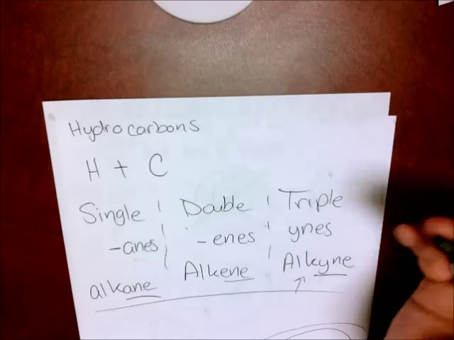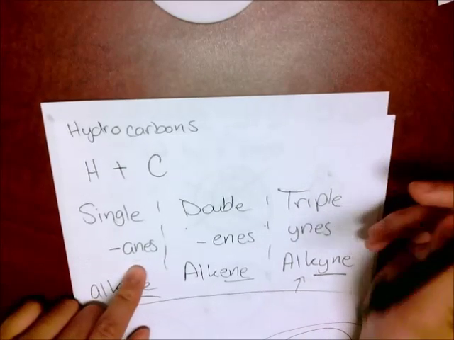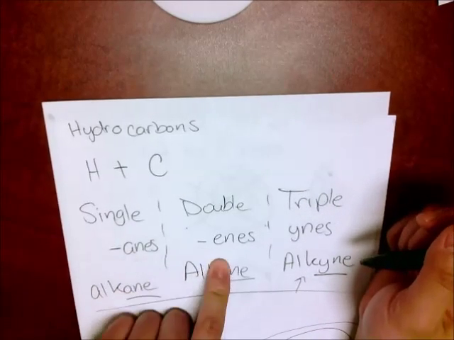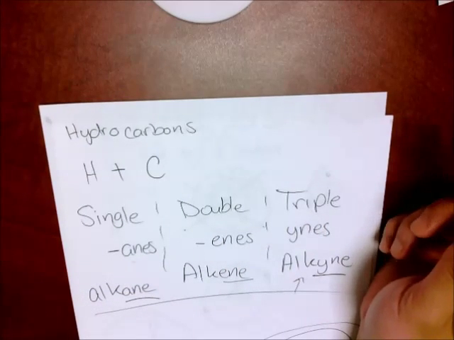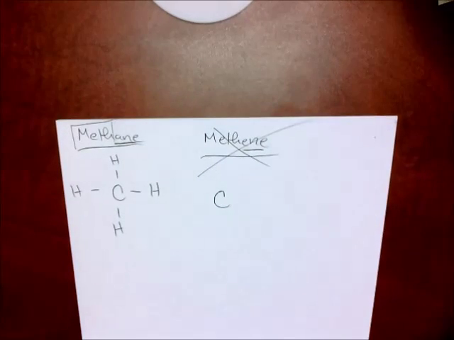It is not easy. You do have to get used to the words. So ANE, single bonds. ENE, double bonds. YNE, triple bonds. All right, so let's go ahead and move on to page 15.